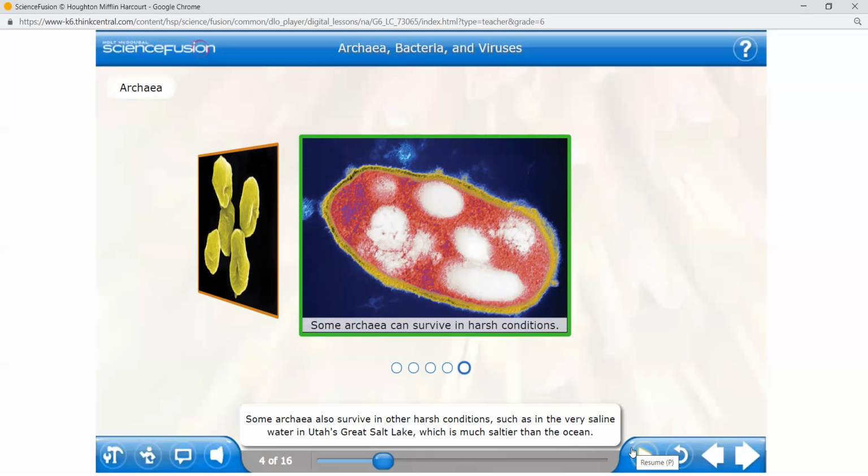But archaea, they survive in very saline water, for example, in Utah's Great Salt Lake. The Great Salt Lake is much saltier than the ocean. We call it a salt lake. So that's why even archaea survive there.